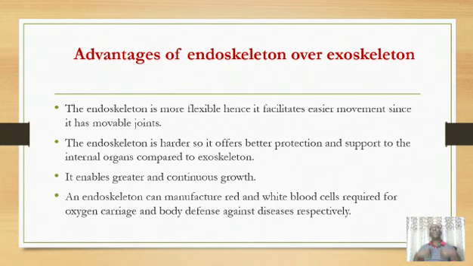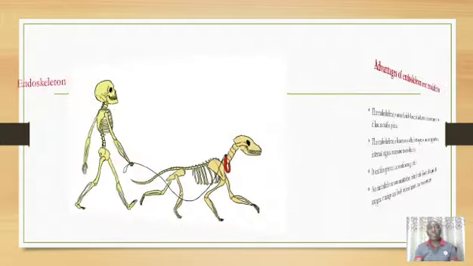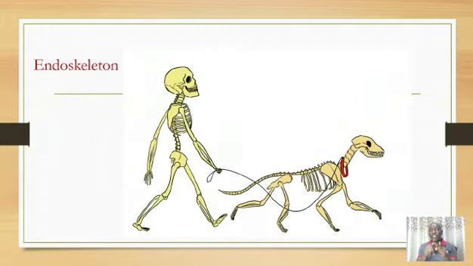In other words, what are the advantages of having a skeleton inside your body over those organisms that have a skeleton outside? The endoskeleton, like the one you have in your body, is more flexible than the exo. Why is it flexible? Because of the joints.